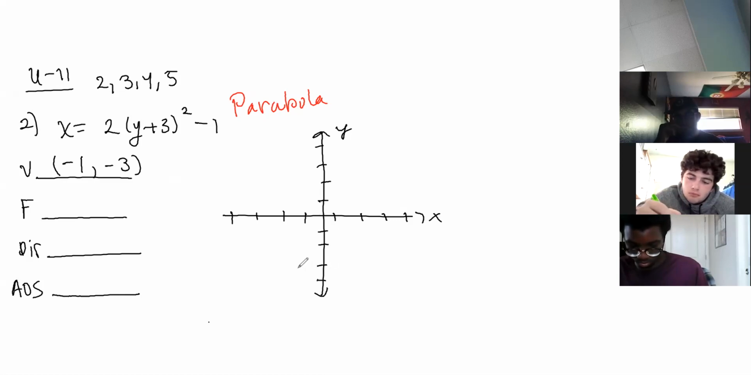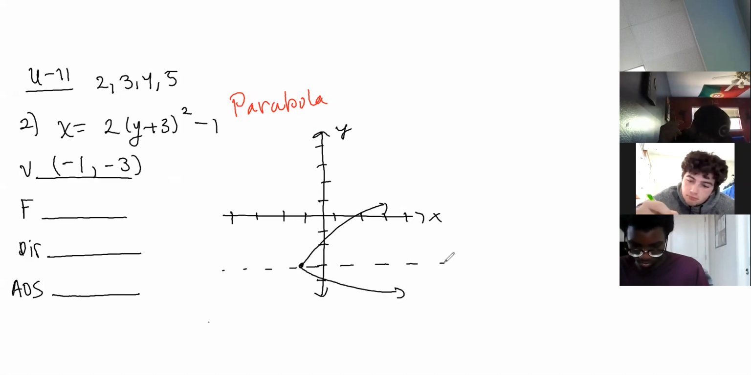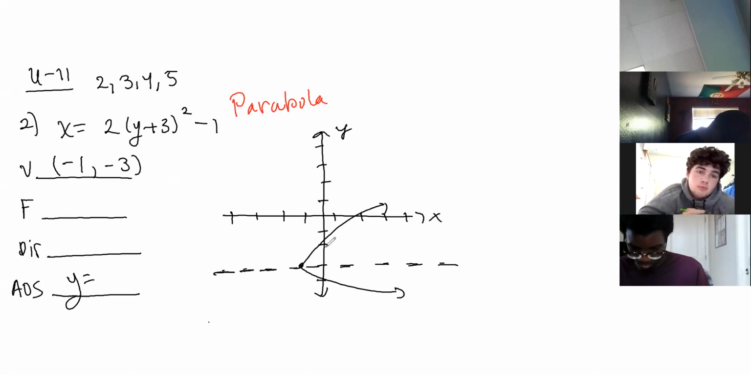Okay, -1, -3. And which way did you guys say this was opening, right or left, because it's positive? Right. Okay, what is this axis of symmetry? That's this dotted line right here. First off, is it x equals or y equals if it's sideways? Y equals. And it's y equals negative what? -3. No coincidence. That should always work out that way when it's a sideways parabola.